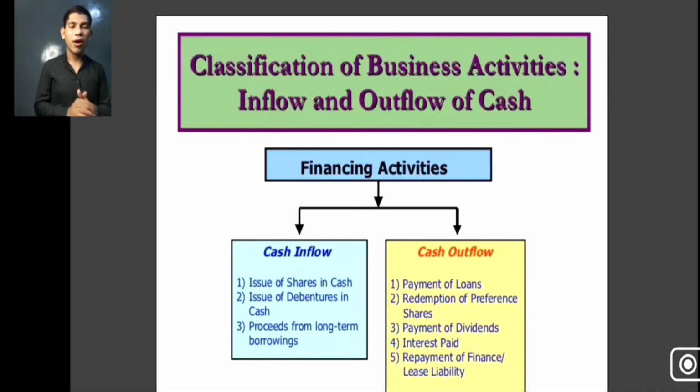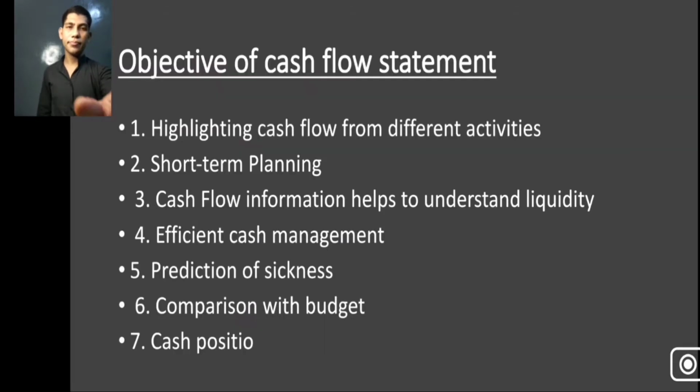For the financing activity, there are also two types, cash inflow and cash outflow, with the most difference between each other. For example, cash inflow is the issue of shares for cash, issue of debentures for cash, and proceeds from long term borrowing. And cash outflow is the payment of loans, redemption of preference shares, payment of dividends, interest paid, and repayment of financing lease liability.